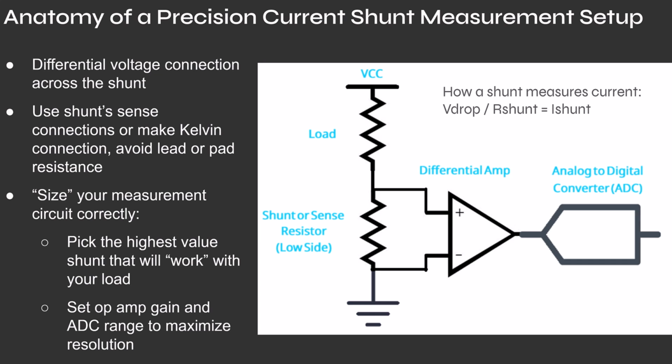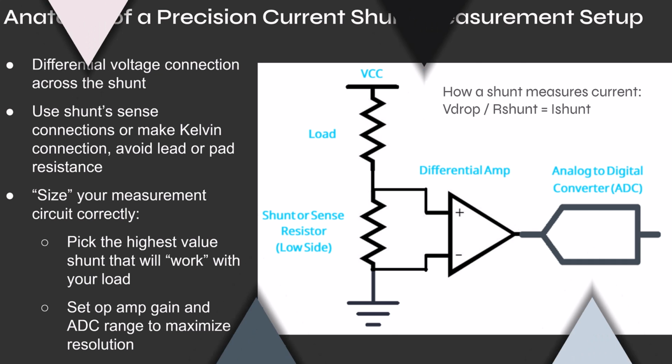Now, what's not being shown in here is there's typically filtering in there, whether that's filtering for high frequency EMI stuff, charge bucket filtering for the ADC, or anti-aliasing filtering. We're not going to get too much into filtering in this video, but be aware that it's typically part of the setup. Another thing that's important about the setup is sizing. We'll talk about sizing throughout the video: sizing the shunt with the right resistance, sizing the amplifier to have the right gain, and then sizing the voltage range of the ADC to maximize resolution in our measurement.